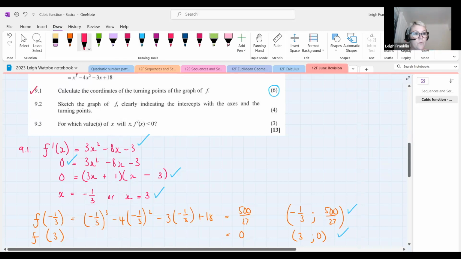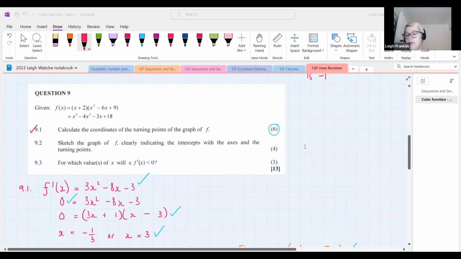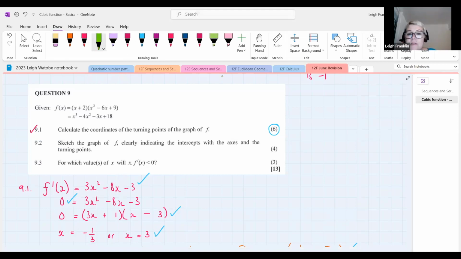Okay, so we've got the coordinates at the turning point. Now we want to go ahead. And Nhlanhla, I hope you found your mistake. Now we want to go ahead and sketch the graph. Okay, it says indicating the intercepts with axes and the turning points. So that means, Matrix, that we need to know what the x-intercepts are. So I'm just going to move it up a little bit. Okay, can you calculate the x-intercepts, please, for 9.2? I'm going to let you guys do that as well. Calculate the x-intercepts, please.